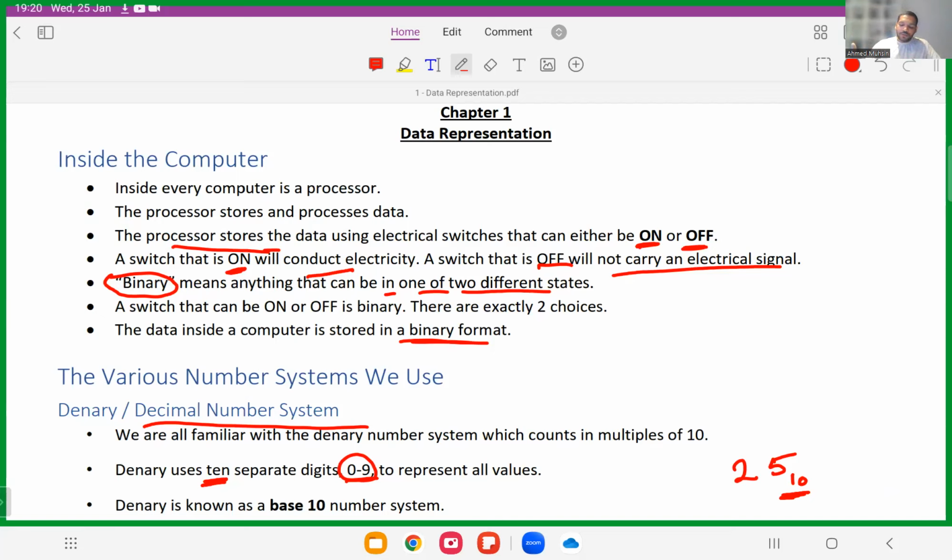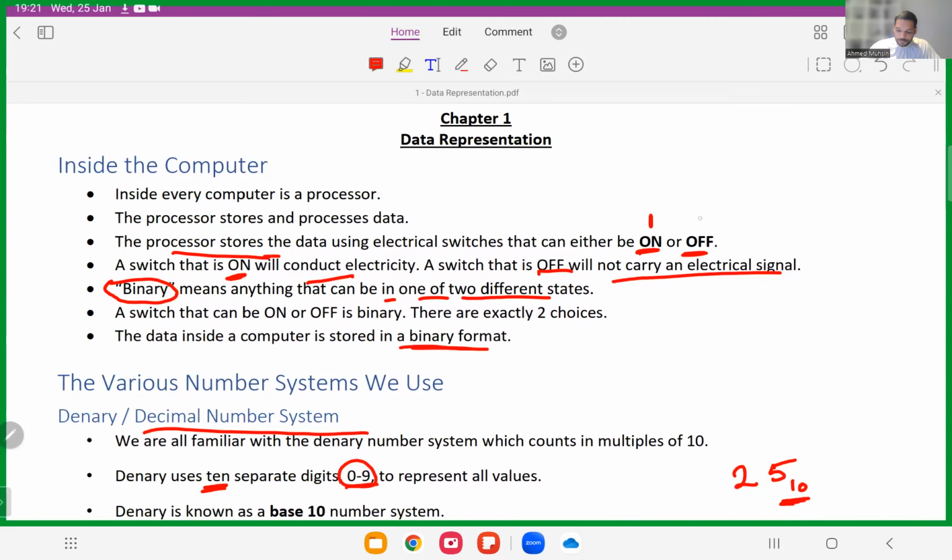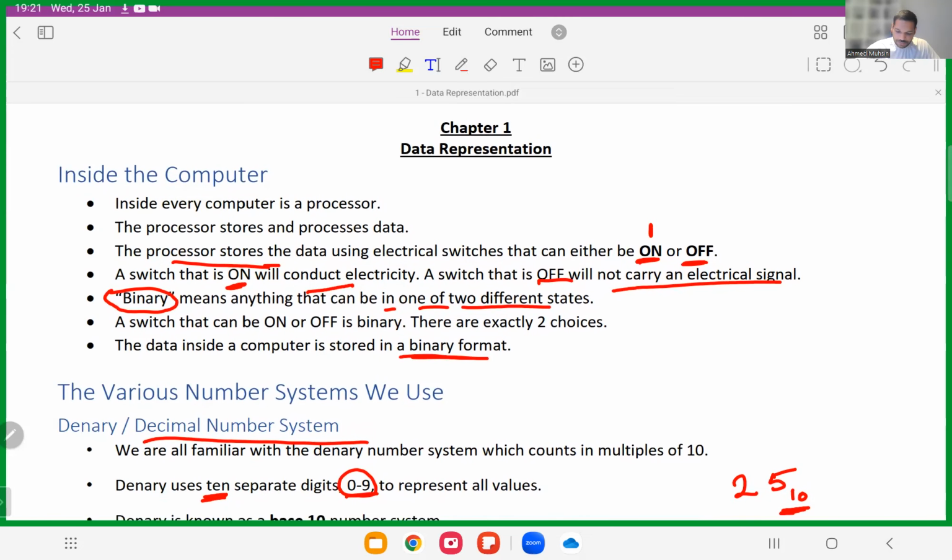Now, to understand how the computer stores data: if the switch is on, it is represented with a 1, and if the switch is off, it is represented with a 0. So on is represented with the number 1 and off is represented with the number 0.